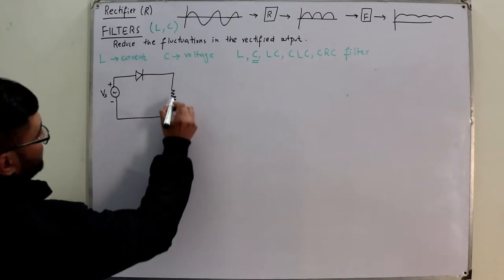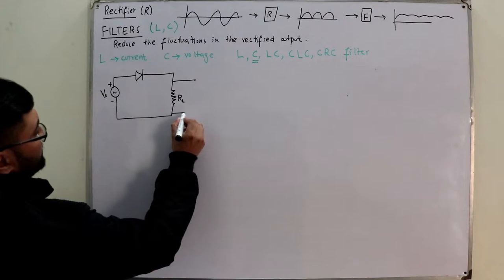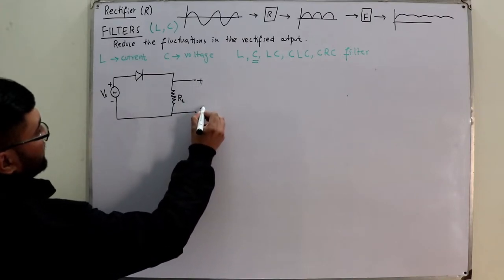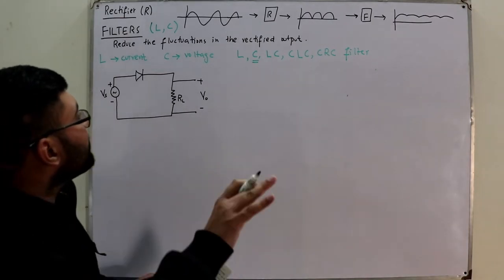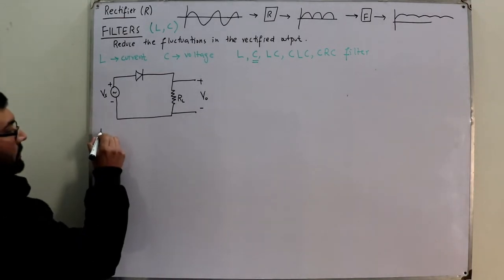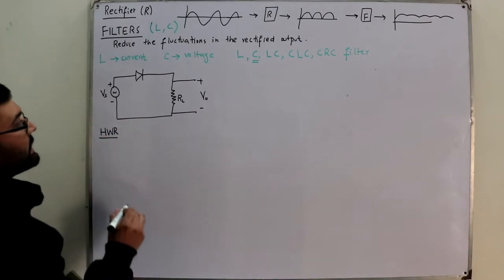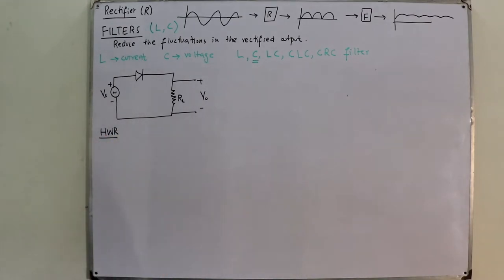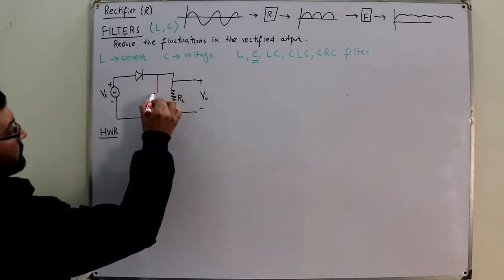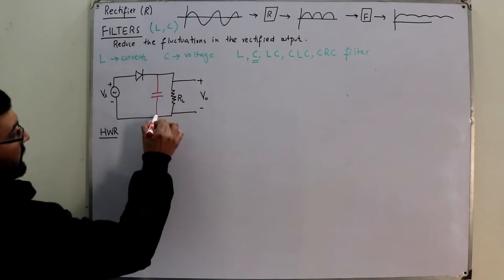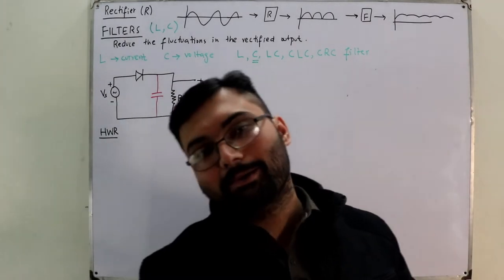Let me call this load RL. The output is taken across the terminals plus minus V output. This is a half wave rectifier, right? What I do is I just introduce a capacitor in parallel over here, and this has become a filtered output now.